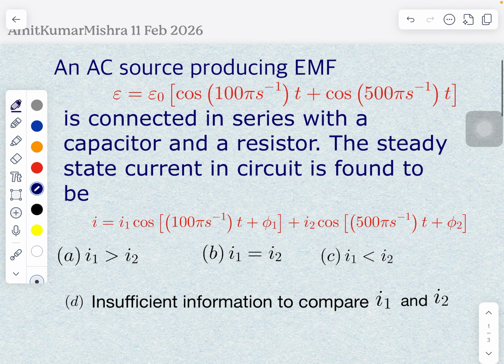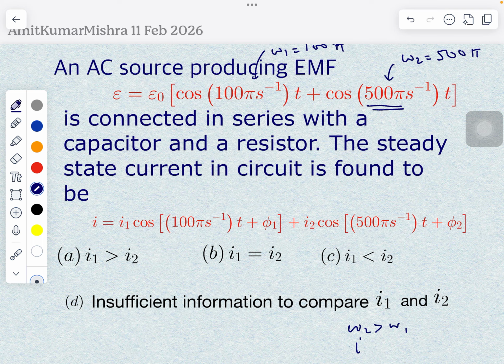So here, what is ω2? That is 500π, and what is ω1? That is 100π. So it is clear that ω2 is greater than ω1. It implies that I2 is greater than I1. So it should be this third option. So that's the correct answer.